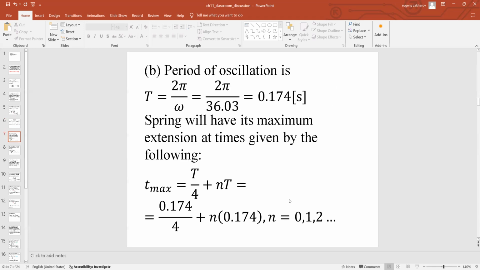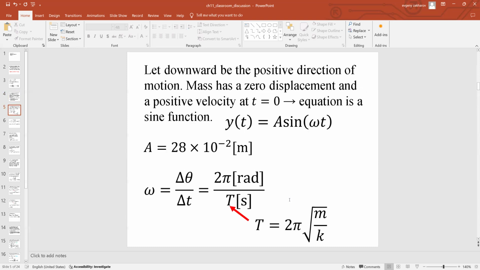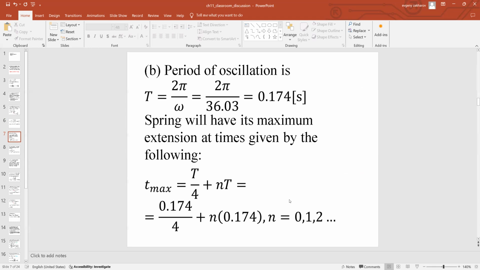Part B was what? At what times will the spring be longest and shortest? So we have conditions for equilibrium given. Now we have to figure out the maximum stretch and compression. What do we know for maximum stretch and compression?